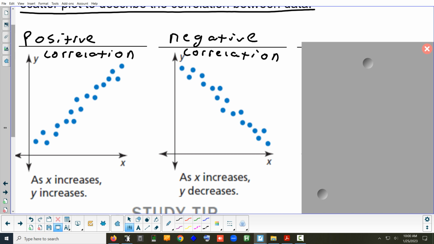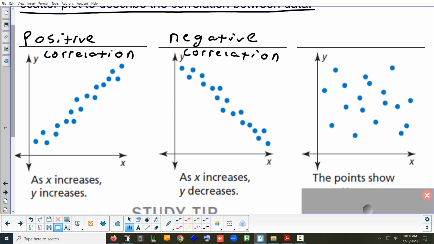So negative correlation means as you go to the right, it goes down. And then something like that. The points don't really show any pattern at all. Yeah, there's no correlation here. I don't know what the x-axis and y-axis represent, but whatever it is, there's no correlation.